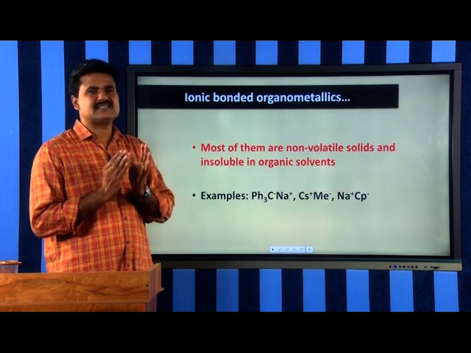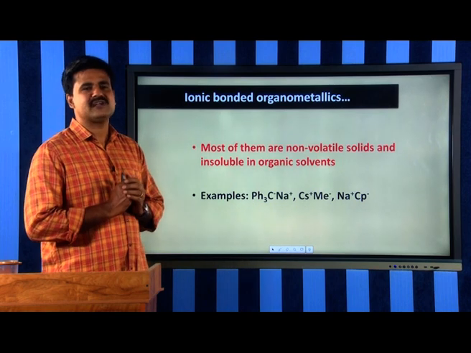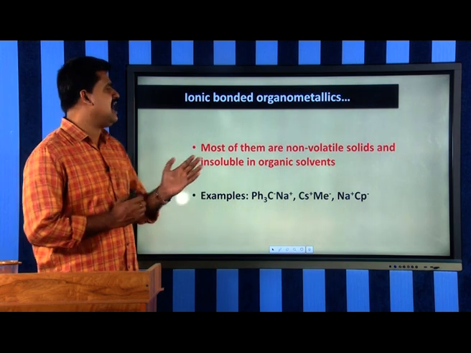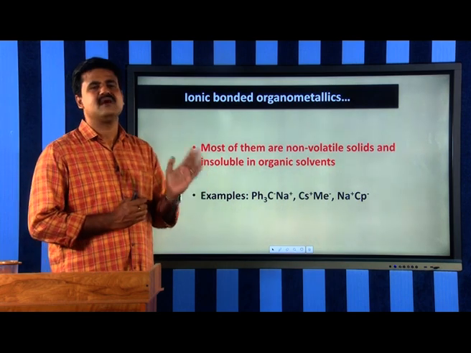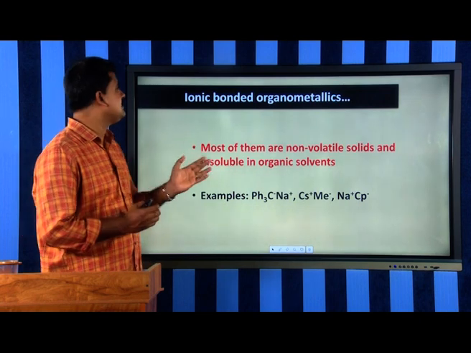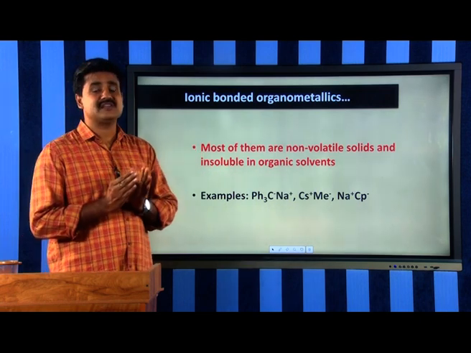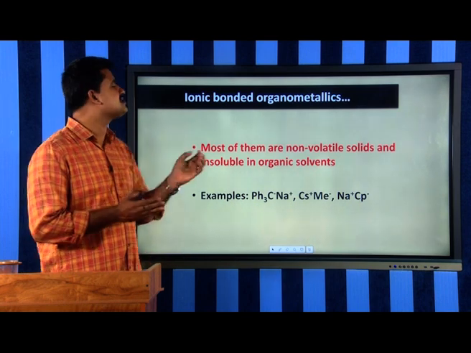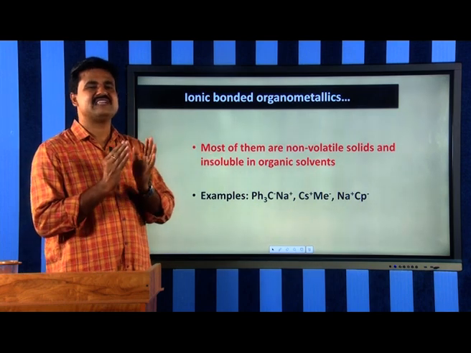And most of such ionic bonded organometallic compounds are non-volatile solids and they are insoluble in organic solvents. Organic solvents are less polar and ionic bonded organometallic compounds are highly polar. As a result of the polarity difference, the solubility in organic solvent is minimum.